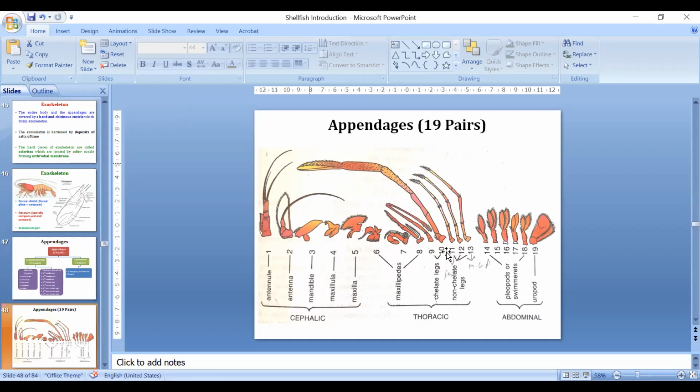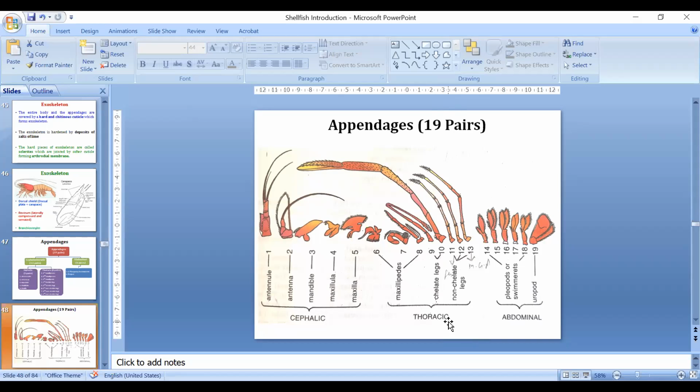Which is on the fourth and fifth segment of the thorax, or you can say the 9th or 10th segment of the body, it has a chela-like structure, so they are known as the first and second chelate legs, followed by the 3 pairs of non-chelate legs. So these 2 pairs of chelate legs and 3 pairs of non-chelate legs, these 5 pairs are known as the walking legs. Because of the presence of these 5 pairs of walking legs, these prawns are under the order Decapoda.